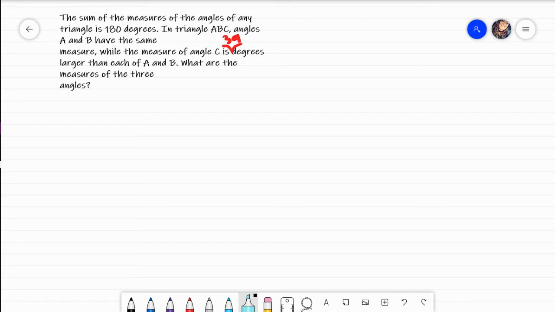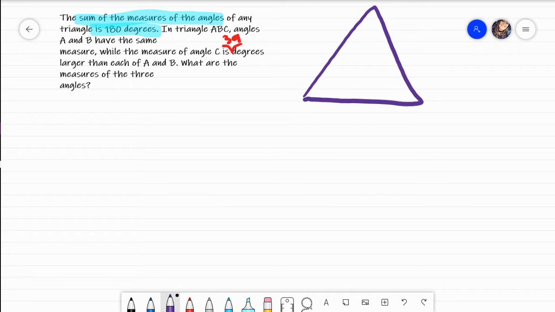There's a few important things here that I need to notice, right? So it tells me that the sum of the measures of the angles is 180, so my equation is going to be equal to 180. And it's literally telling me triangle ABC, so I've got three sides. Let's say that's my A, that's my B, and that's my C.